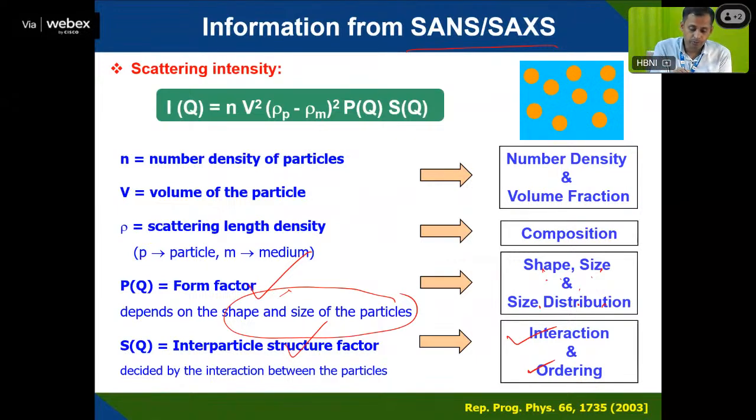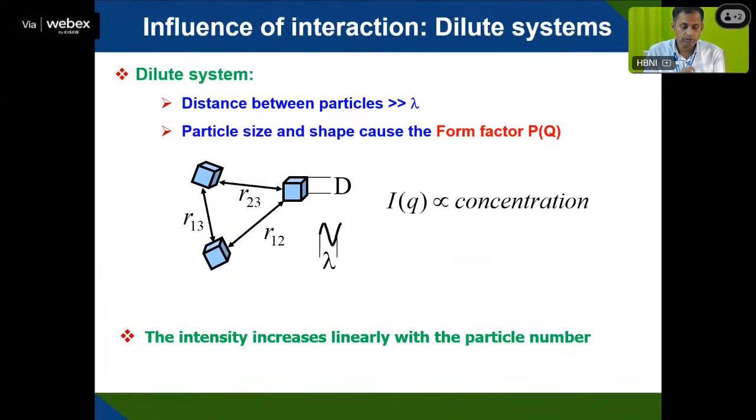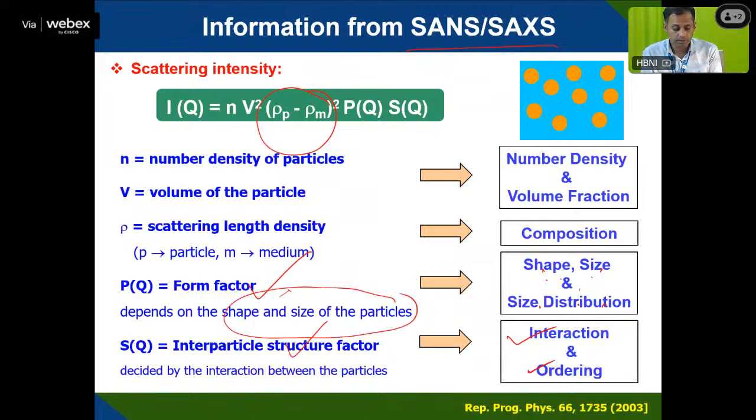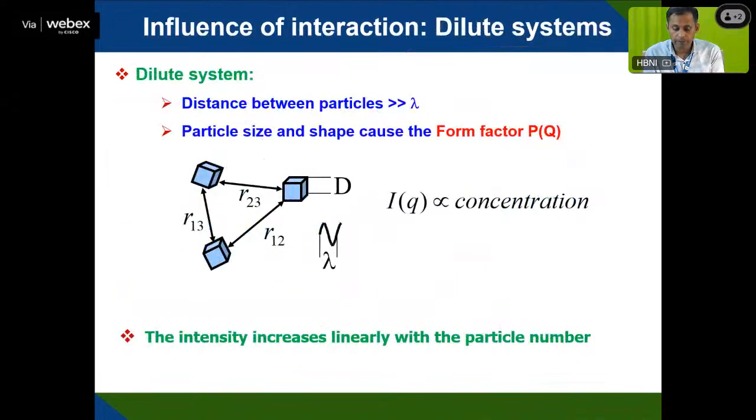So if you suitably vary this contrast factor, you are able to get all this information, where PQ and SQ are the two main things: PQ will give shape and size, and SQ will give you interparticle interactions. So you can see, in a dilute system and a concentrated system, this interparticle interaction varies.